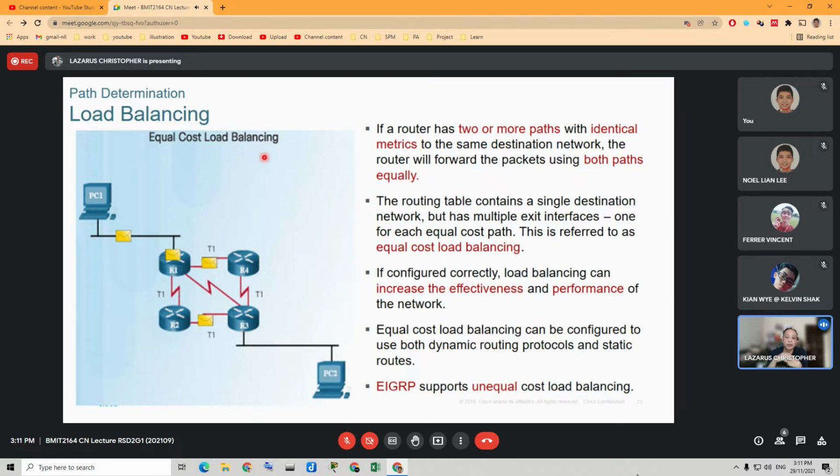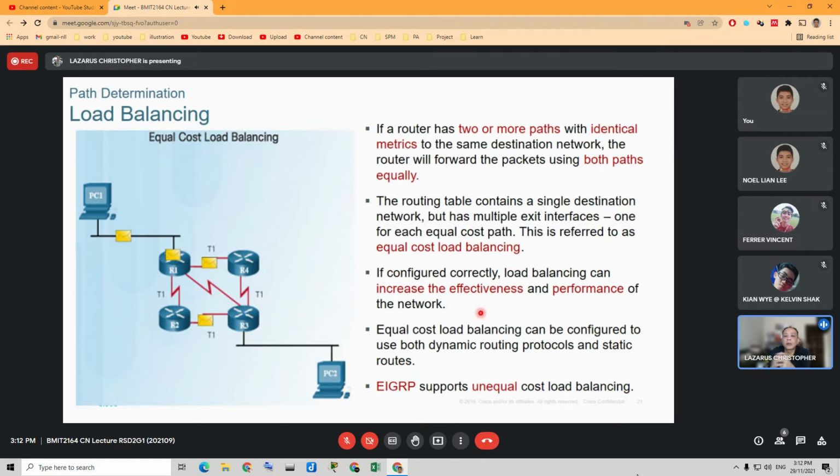If you're wondering what happens if they're not identical, EIGRP supports unequal cost load balancing, meaning it doesn't need to be identical metrics. So the routing table contains a single destination network, but it has multiple exit interfaces, one for each equal cost path. This is referred to as equal cost load balancing.